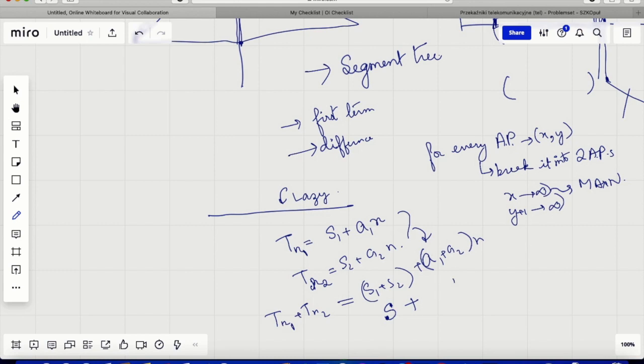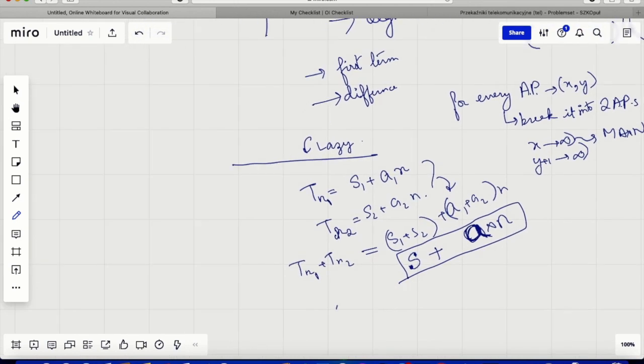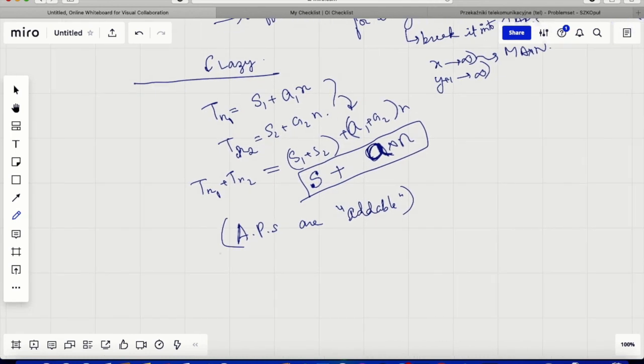But this we can write as a new A into N. So this is a new AP, right? This is also in the form of an AP. So this is what I mean by APs are addable. So this kind of hints towards a possible lazy propagation technique.